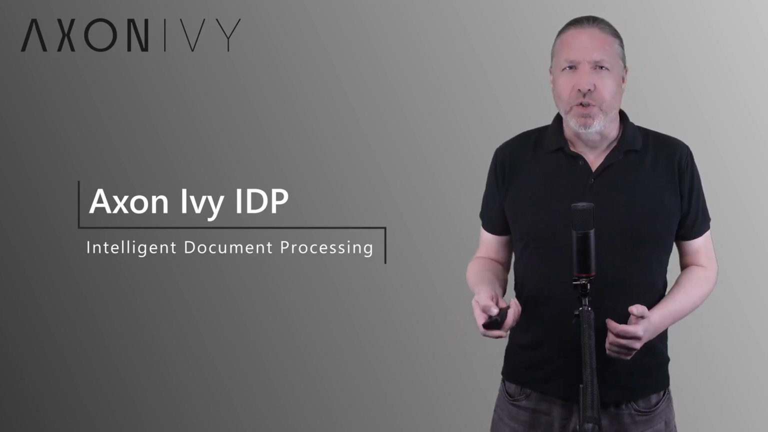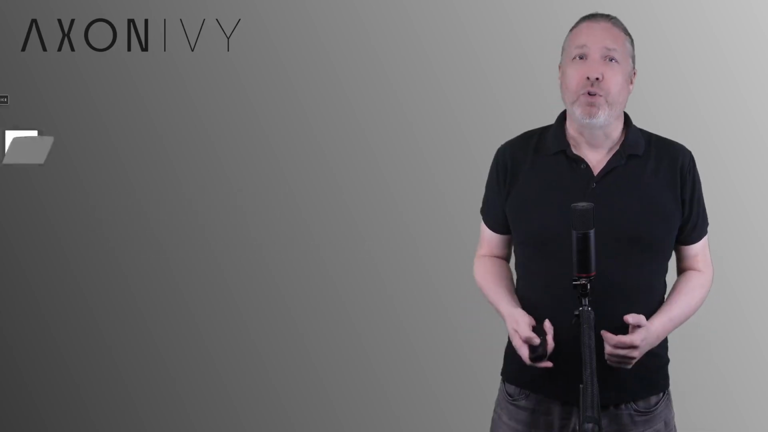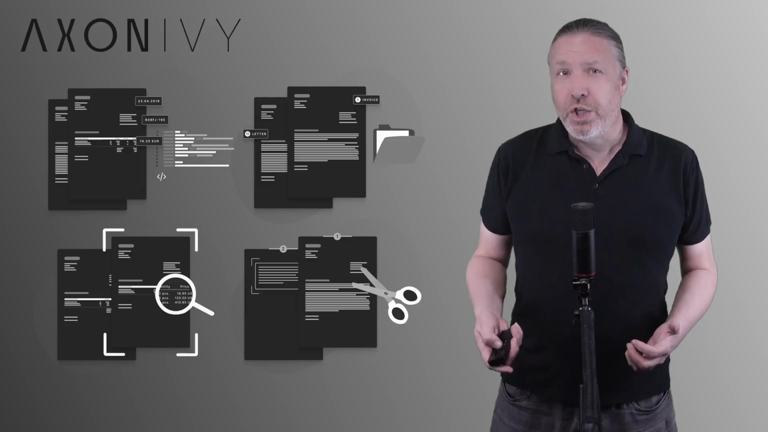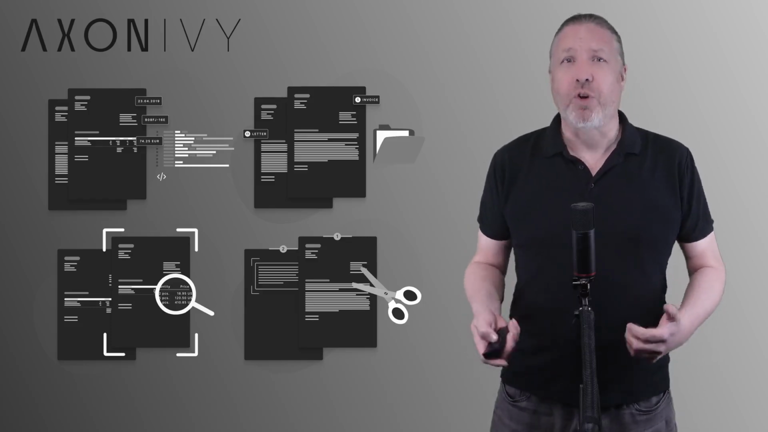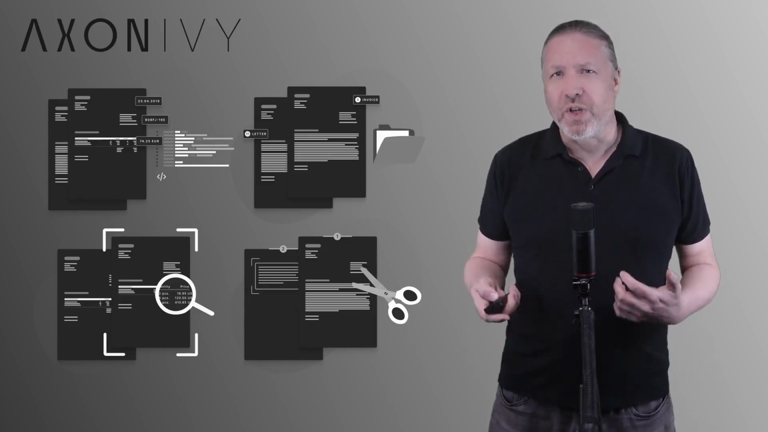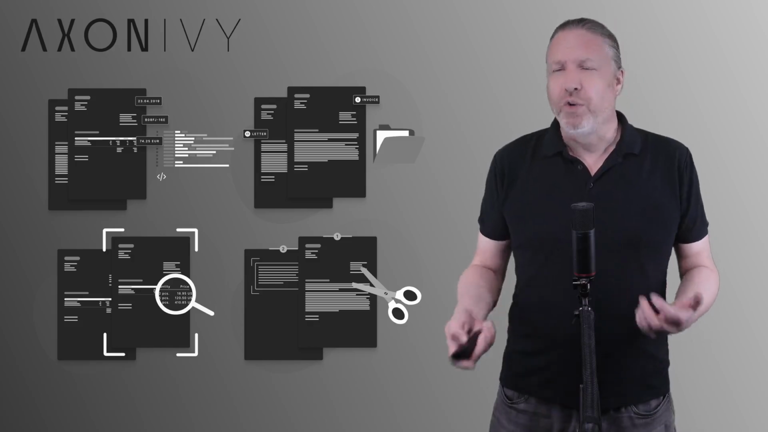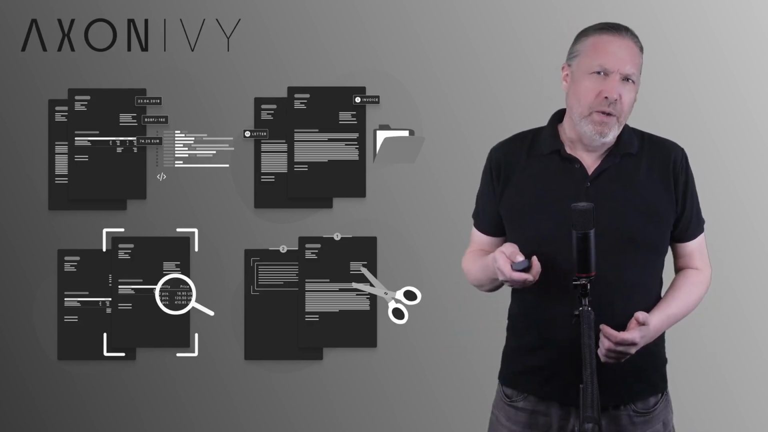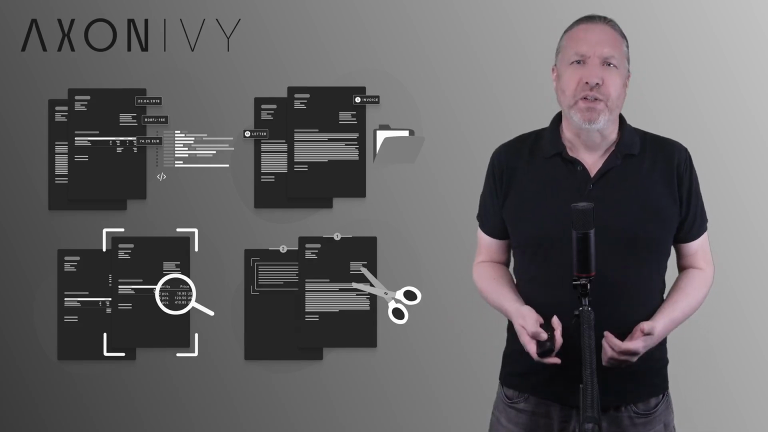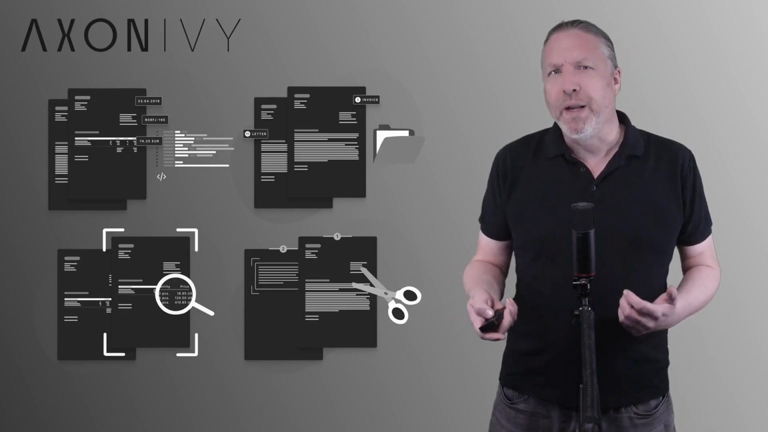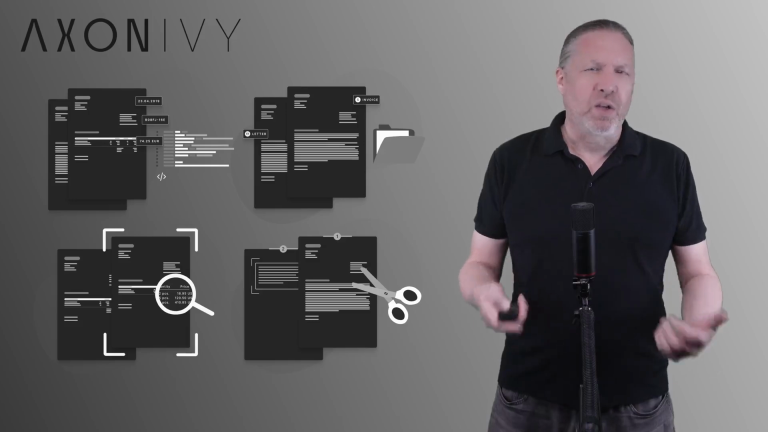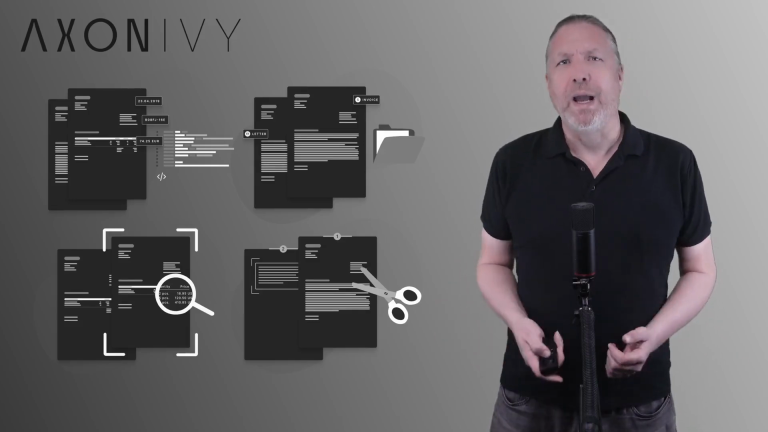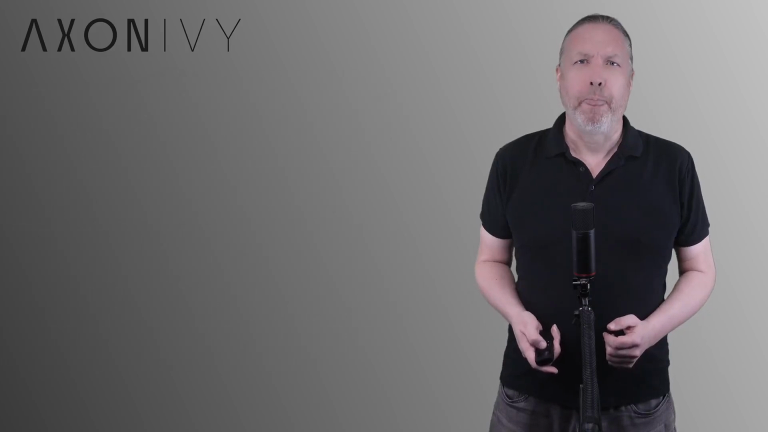Axon Ivy Intelligent Document Processing, or IDP for short, is a solution that automates the extraction, classification, and analysis of unstructured data in documents such as invoices, contracts, correspondence, in fact, pretty much any type of document. And this means you can streamline document-intensive processes such as invoice management, claims processing, customer onboarding, and so on and so forth, using the power of AI and machine learning algorithms.